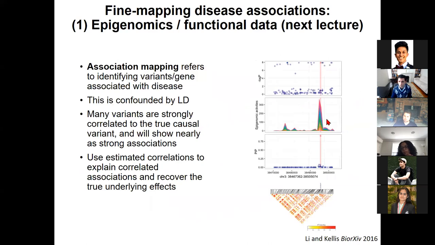Great. An alternative way of fine mapping is to look at epigenomic information, and we're going to talk about that at the next lecture, where you can look at the annotation of those SNPs. Based on the annotations, you can say that only this SNP here is compatible with the global properties for that genome-wide association study, enabling me to map with high resolution the likely variants that are driving this association.